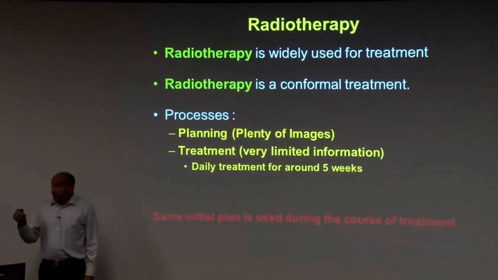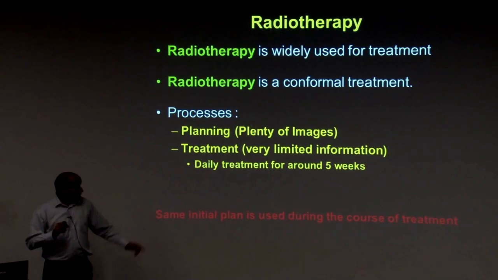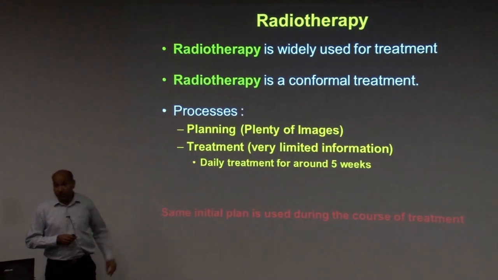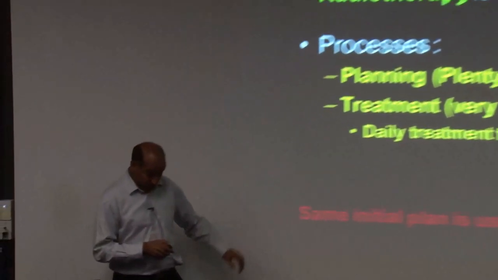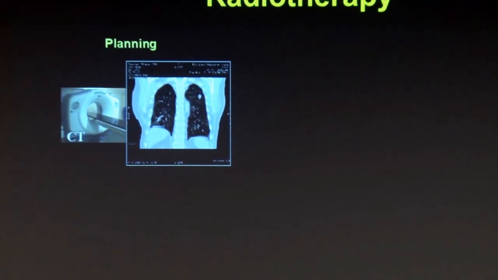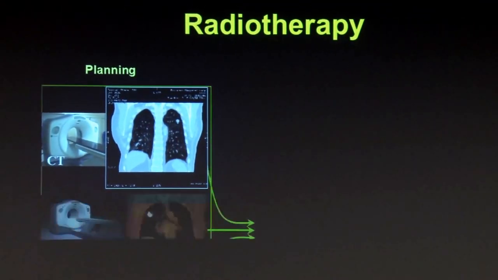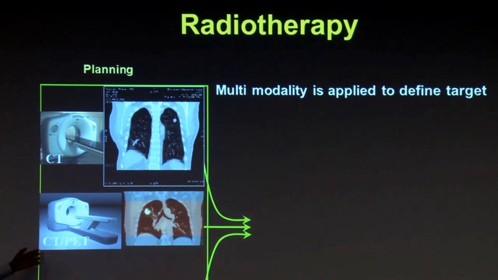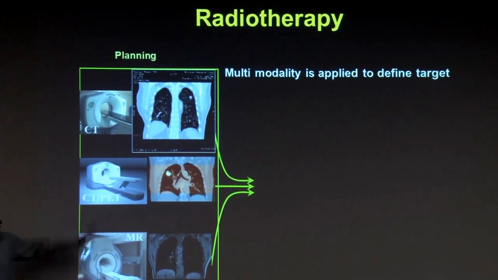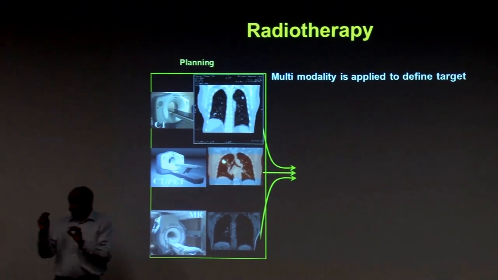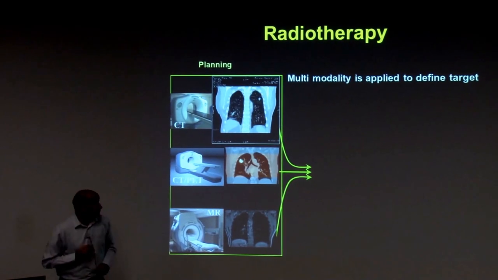The problem is that we treat the same planned area for the whole course of the treatment. This is the traditional way of doing it. In the planning stage, for example in the case of the lung during breathing, we have 4D CT, PET and MRI, and we put them together in order to find the exact location of the tumor.